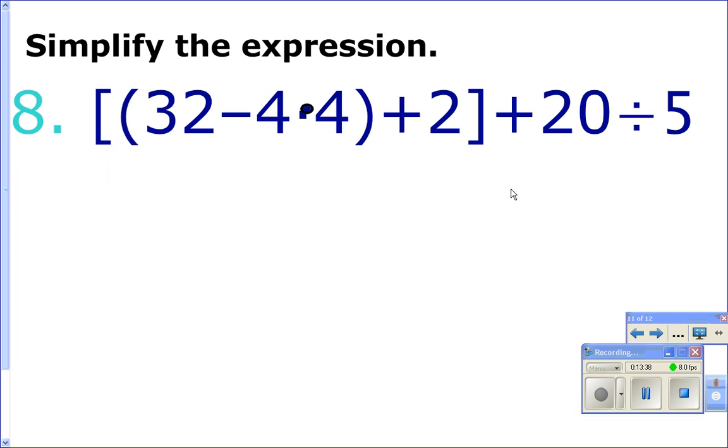Here's another one like that. It has a lot, but try this one on your own, pause the video, and then start it up when you need to check it.